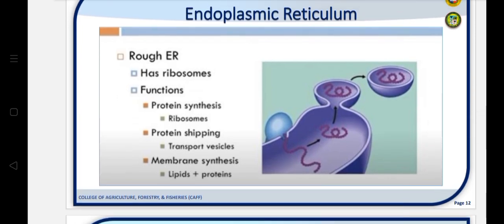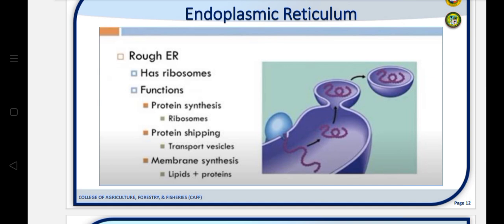Now let's zoom in on a special part of the endoplasmic reticulum called the rough ER, or rough endoplasmic reticulum. It looks rough because it has ribosomes attached to it. The rough ER is responsible for protein synthesis. The ribosomes on the rough ER read the mRNA instructions and build proteins.